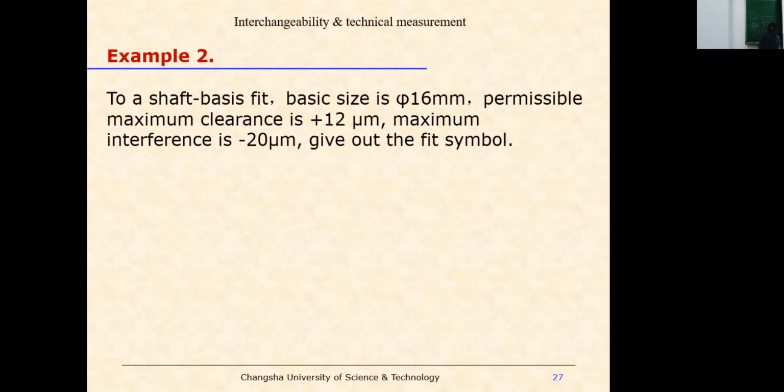This is the hole. H. Okay. No, the hole. The hole just has its H. Hole is IT7. No, the 7, the hole.